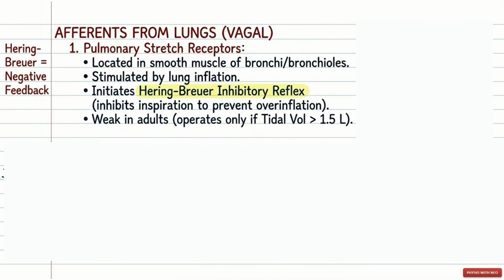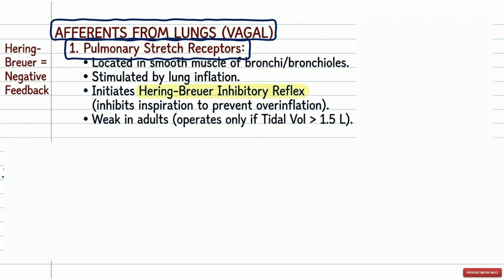Now, Hering-Breuer reflex. This reflex is because of the afferents from the lungs. The receptors for this reflex are pulmonary stretch receptors, which are located in the smooth muscles of bronchi and bronchioles. And these receptors are mainly stimulated by the inflation of the lungs.